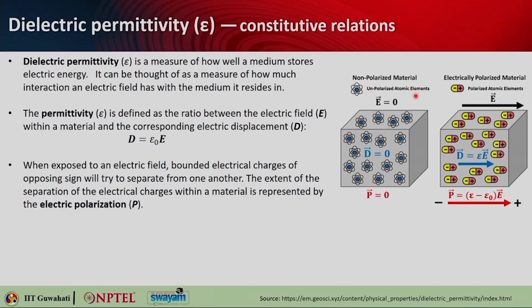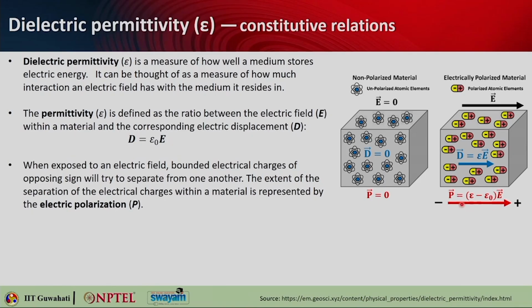This is for an unpolarized material, where you can see all the atoms and the electron clouds are in the same place. So when there is no electric field, there is no polarization, there is no displacement field as well. As soon as there is an applied electric field, it will try to push the electron cloud away. So the nucleus and the electron cloud will get slightly separated. That will create the polarization. The polarization is proportional to the applied electric field, of course, and it can be given as epsilon minus epsilon naught times E.